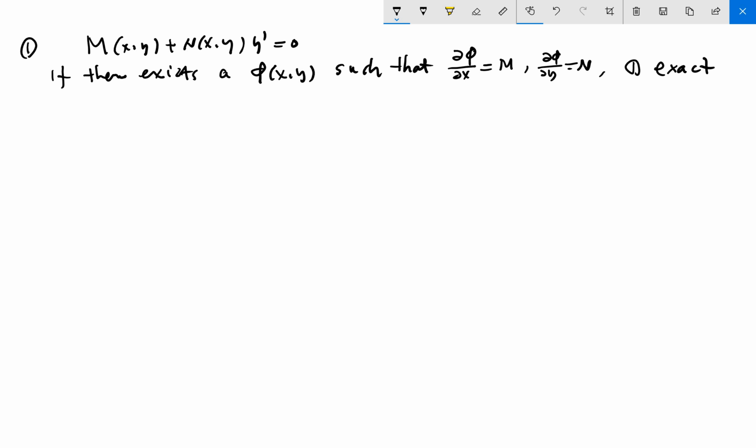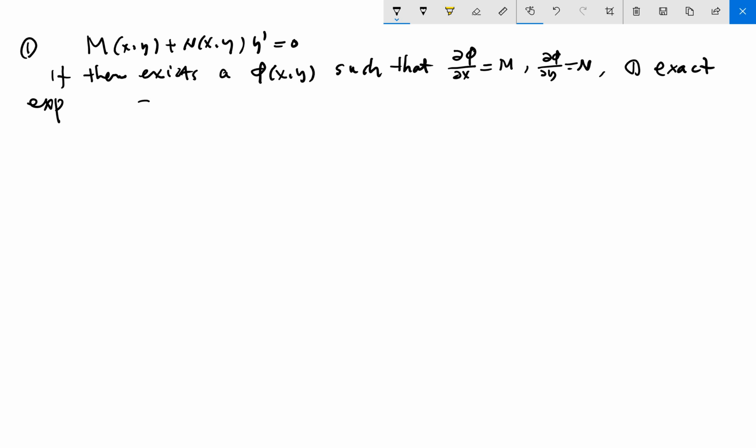Okay, let me say that again. For a given equation in this form, like equation 1, if you can find a function phi such that the partial of phi with respect to x equals M, and the partial of phi with respect to y gives you N, then we say this equation is exact. Okay. Now let's look at an example.